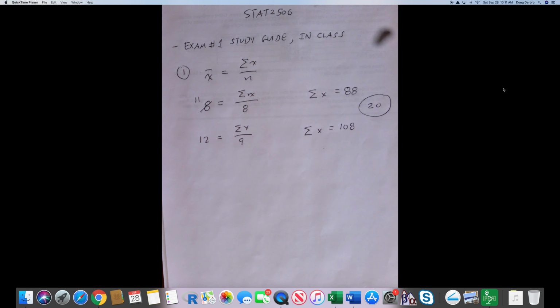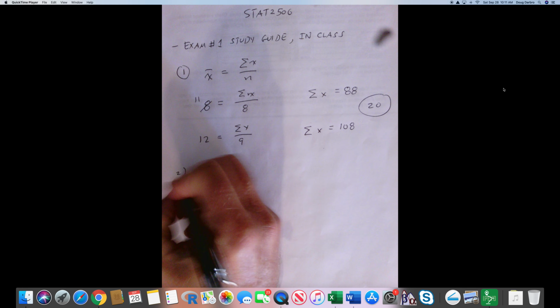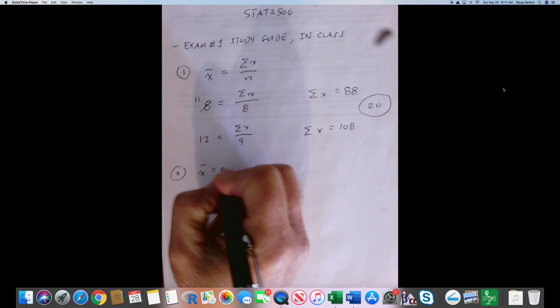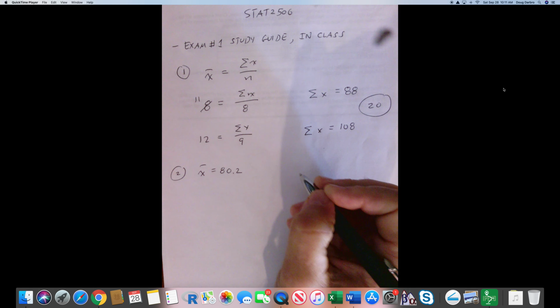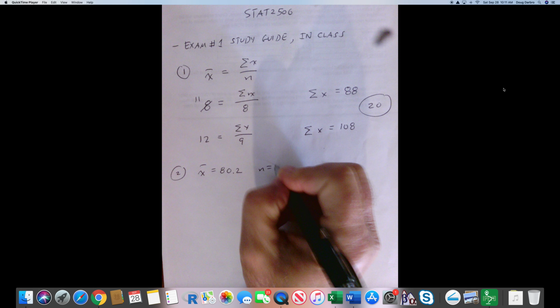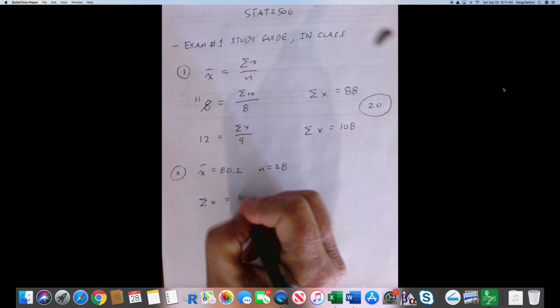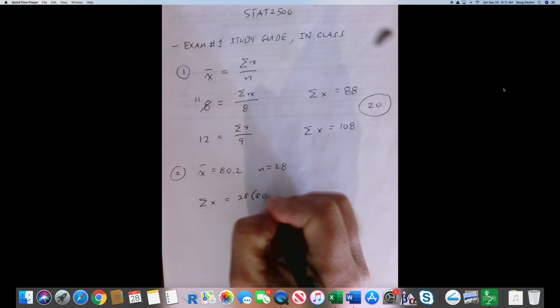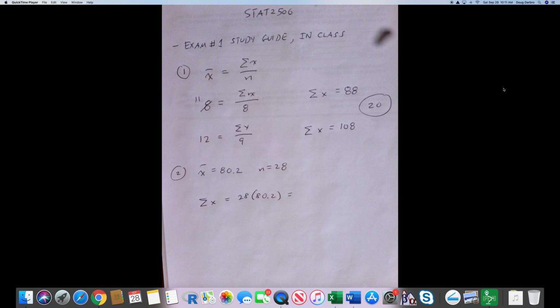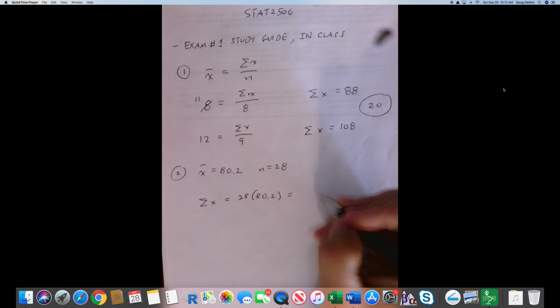Number 2, a professor has 28 students in his class. He reported an average on the first exam is 80.2. With n equal 28, so using kind of the same logic we have up here, the sum of the scores would have to be 28 times 80.2. Let me grab my handy dandy calculator here. 28 times 80.2. So we know the sum of the scores.